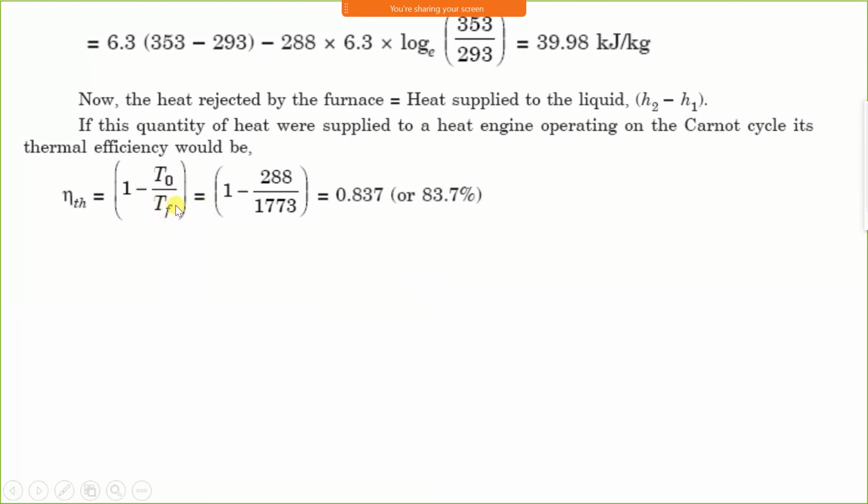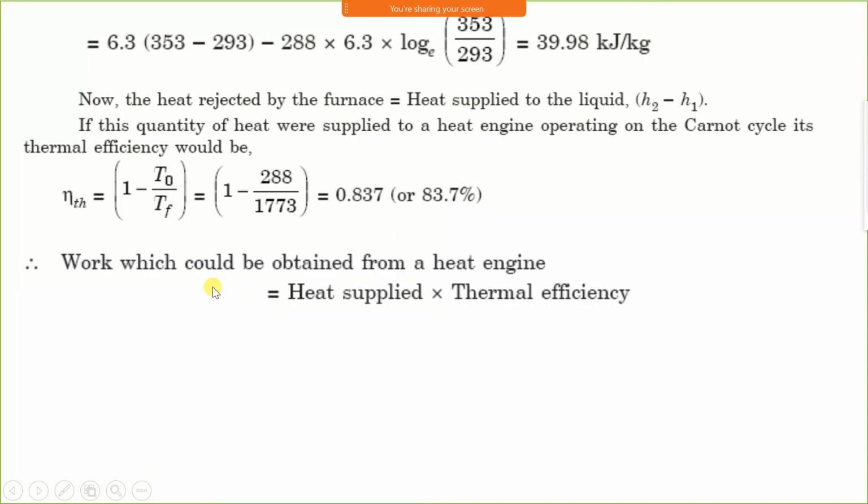and Tf is the temperature of furnace, which is 1500 degrees Celsius, equal to 1 minus 288 upon 1773. 1773 is the 1500 degrees Celsius and 288 is the surrounding temperature, which is 15 degrees Celsius. Therefore efficiency of furnace is 0.837 or 83.7%. Therefore work which would be obtained from the heat engine is heat supplied times thermal efficiency. Suppose heat supplied is X and efficiency is 90%, then X times 0.9 is the work done.